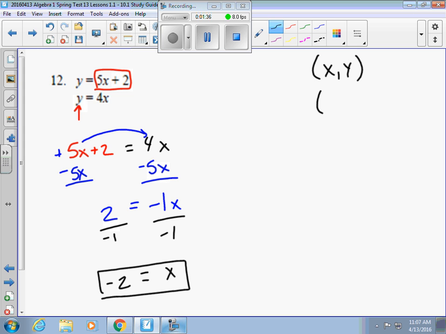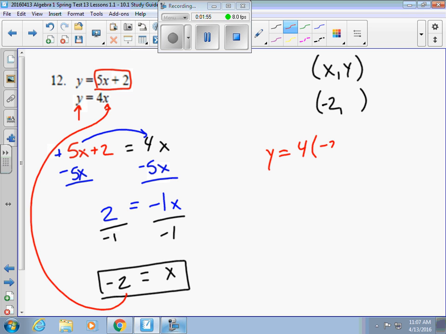So what we have so far is an x value, negative 2. We need a y value. In order to find a y value, you need to sub negative 2 back in for x. The second equation looks a little bit easier. So in place of x, we can plug it in. y then is equal to 4 times negative 2. y then is equal to negative 8.